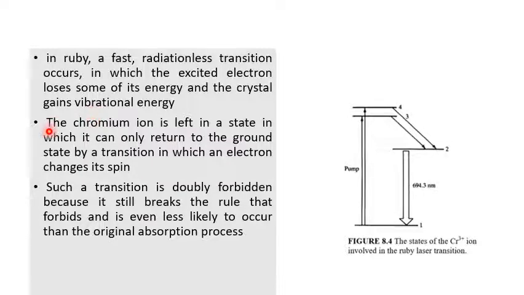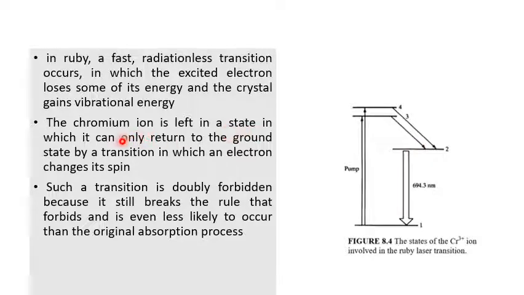Some of the energy is converted into vibrational energy. The chromium ion is left in a state in which it can only return to the ground state by a transition in which an electron changes its spin. Here the states of the chromium ion involved in the ruby laser transition are shown. When an electron absorbs energy, it goes to a high energy level, some of its energy is lost, and it comes into the energy 2 state, where some of its energy is converted into vibrational energy, so it has less energy as compared to the higher state.